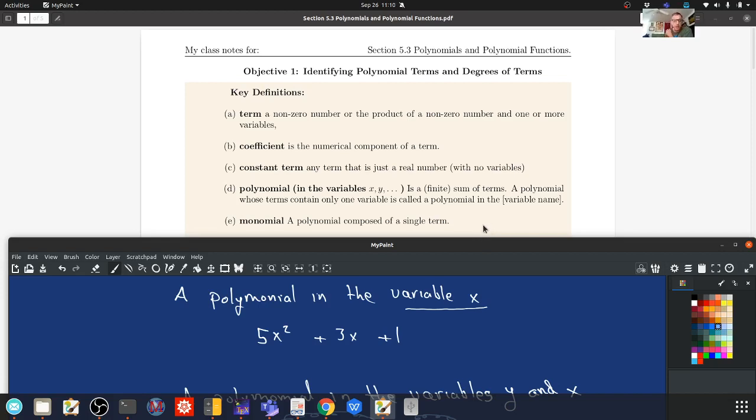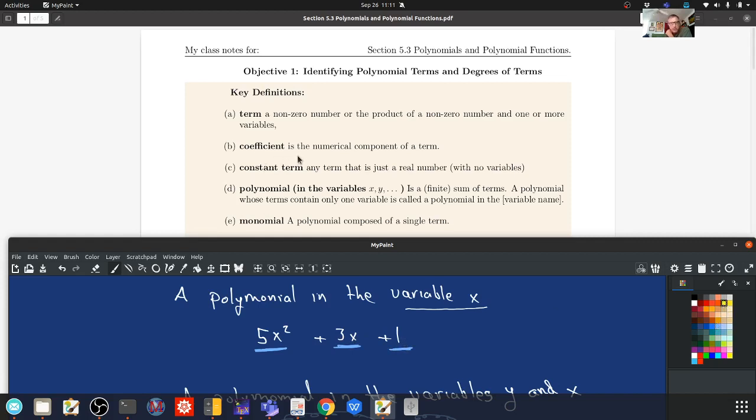So a term is a non-zero number or the product of a non-zero number and one or more variables. So when we look down here, this is a polynomial. This is one term, 5x squared. It's the product of a number and a variable. This is another term, the product of a number and a variable. And this is another term. It's a non-zero constant.